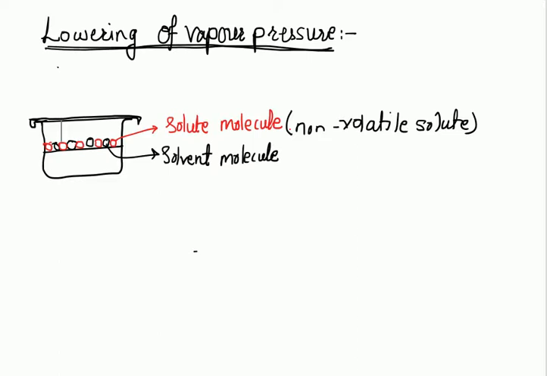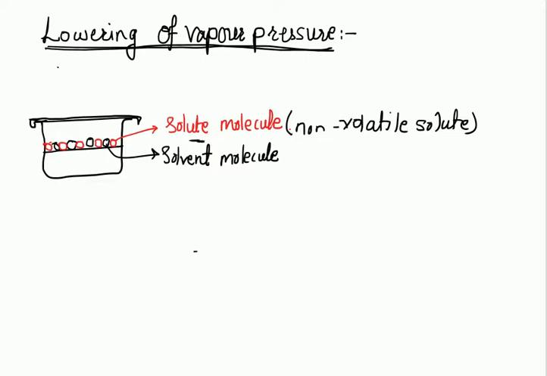because in case of the pure solvent, its surface area is completely occupied by the volatile solvent molecules, while in case of the solution of the non-volatile solute, its surface area is not completely available for the volatile solvent, but is partly occupied by the non-volatile solute, as we have mentioned here in the diagram.